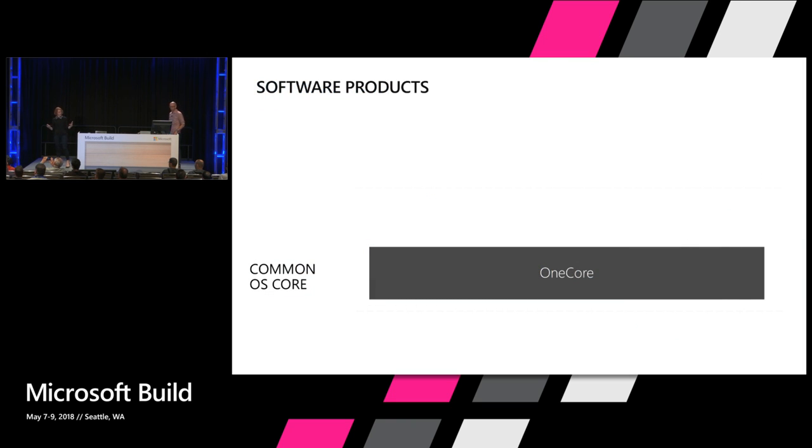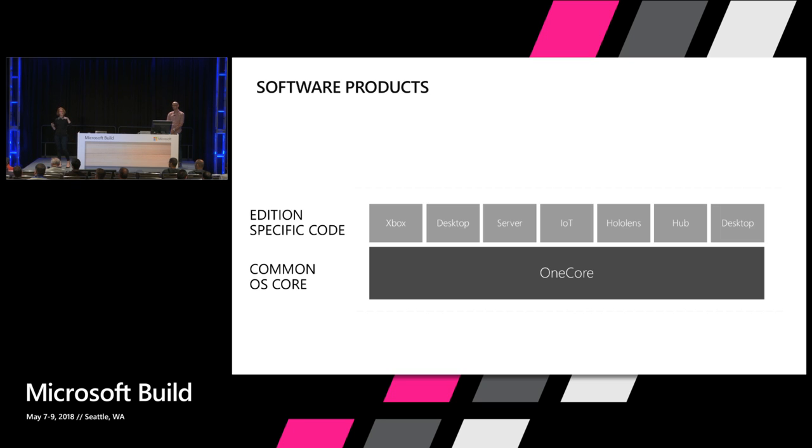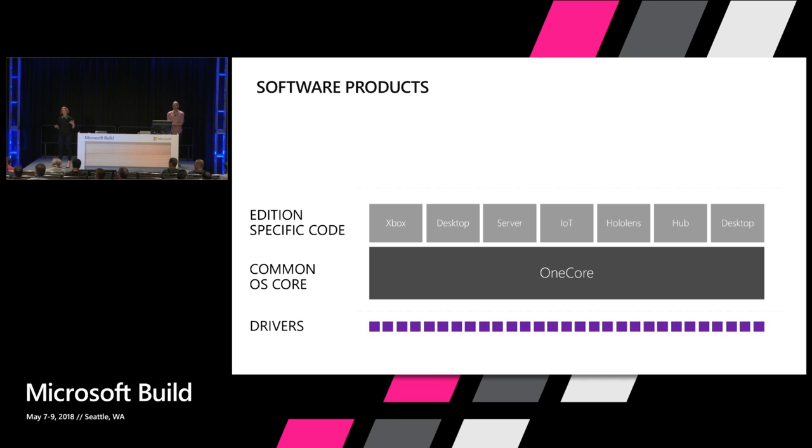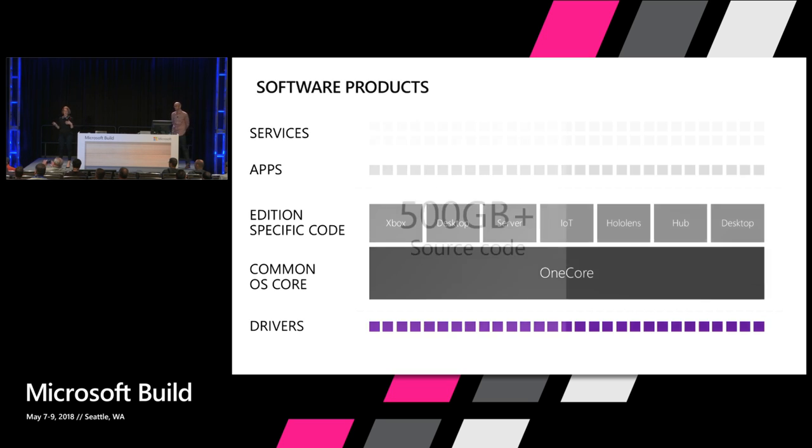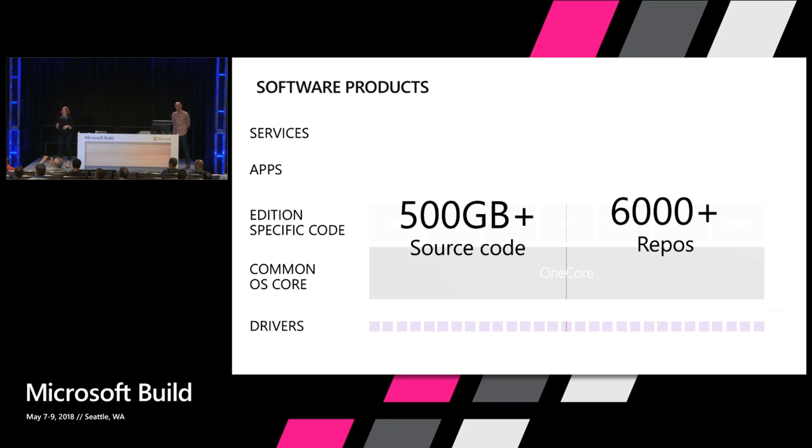Our code is built in a couple different ways. We have OneCore, the common OS that we bring together that all of those devices run on. We have edition-specific code that sits on top of those that make the individualized experiences for each of those devices and form factors. We then have drivers we create and ingest. We have apps that sit on top of all of those layers. And we have services that run alongside. And all of this, as you can imagine, across all those form factors creates a lot of code and a lot of repos. So we have 500 gigs of source code, and we have about 6,000 repos.